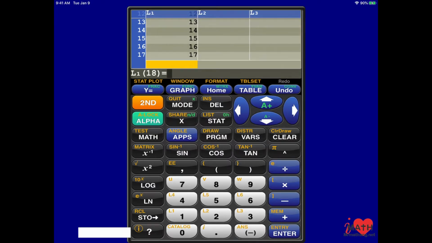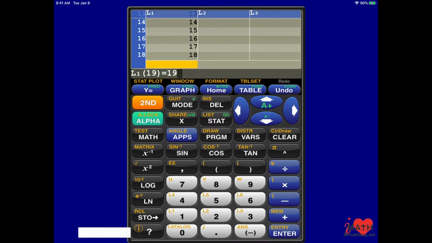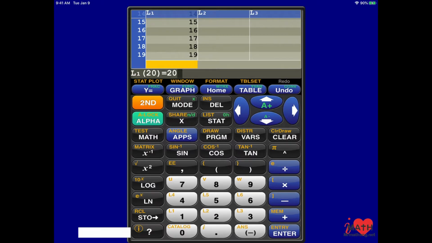17, 18, 19, 20. And then I'm going to go back up to the second list. And here now I'm going to enter the number of home runs.